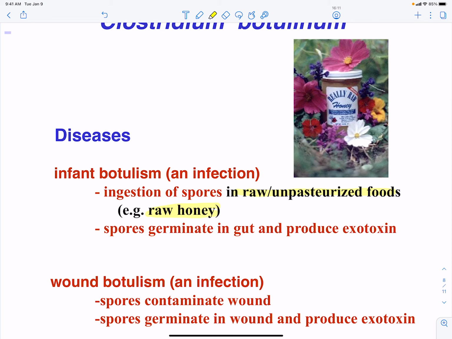There's also wound botulism, in which your spores are going to be in contact with some sort of cut or wound, and then they will germinate in the wound and produce the exotoxin.